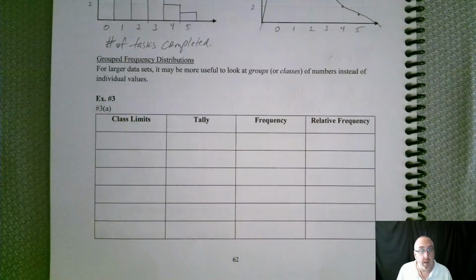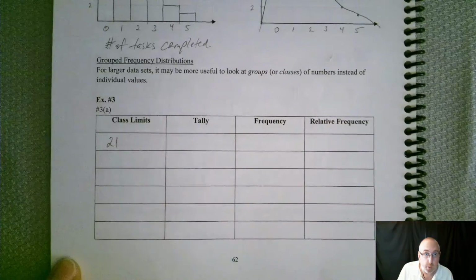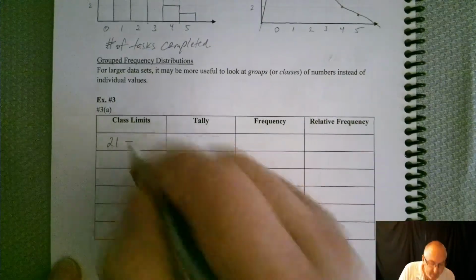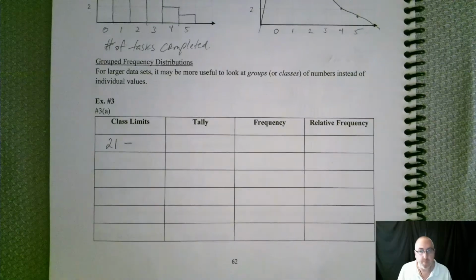So if we know that the lower class limit of the first class is 21, that's essentially telling you where you want to start. We want to start at 21 and we want to end somewhere. We don't know where yet. But let's think about it. So they said that the class width is 5. We want it to be 5 big.